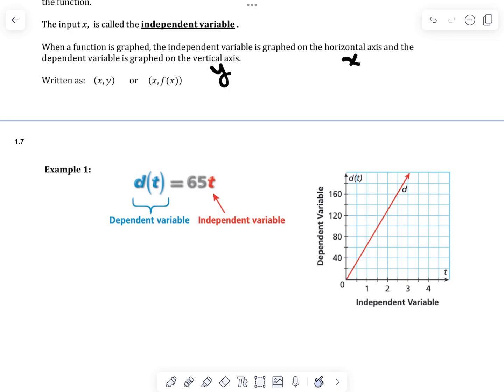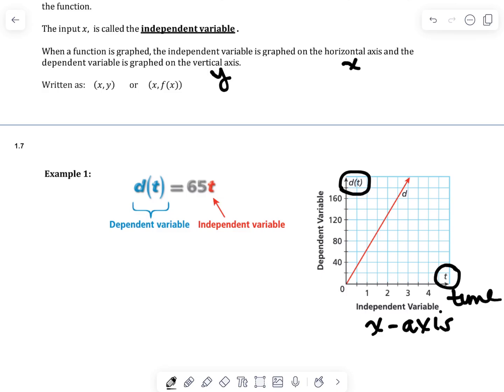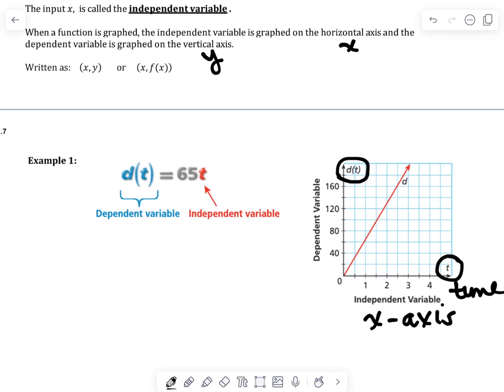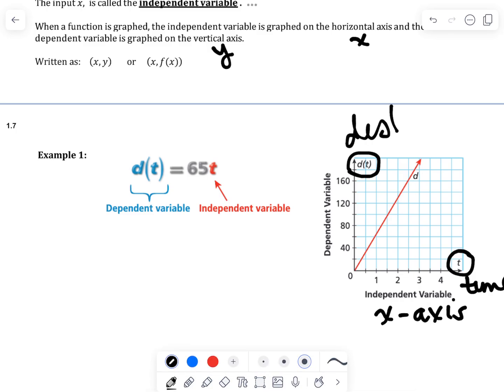So here's an example of a function. The independent variable is your x-axis, and that's your time. And then your vertical axis is your d of t. In this case, it would be the distance traveled. And this is the y-axis.